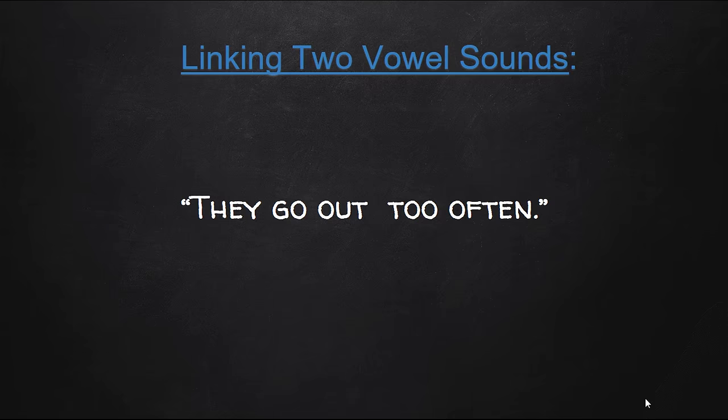Now we're linking two vowel sounds. So pay attention to this. Go, the verb to go, ending in a vowel sound, and out, beginning with a vowel sound. So we join them together: go out. And here, another one: too often. Vowel, vowel connection. They go out too often.